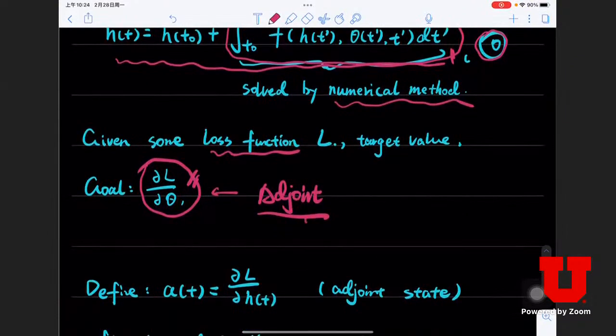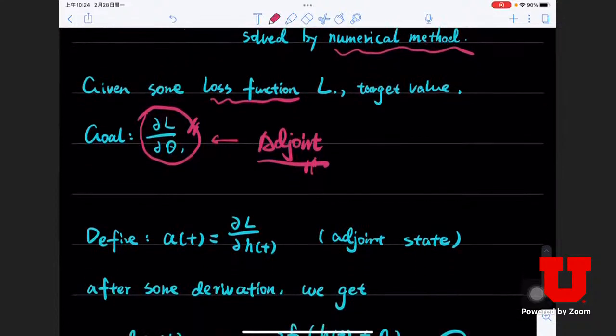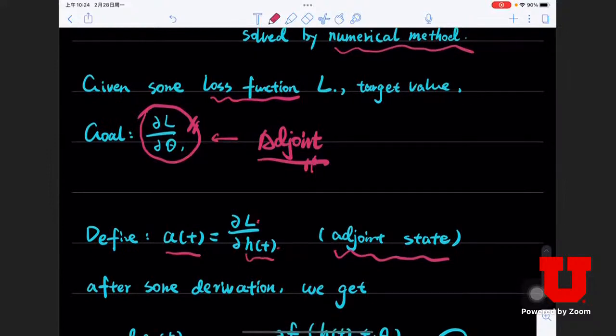And what's the key idea of the adjoint method? I don't want to go very deep into how we derive the adjoint from scratch, but to let you know the key points: we define a new variable called the adjoint state, which I denote as a(t), and it is equal to the gradient of the loss function with respect to the hidden state, h(t).